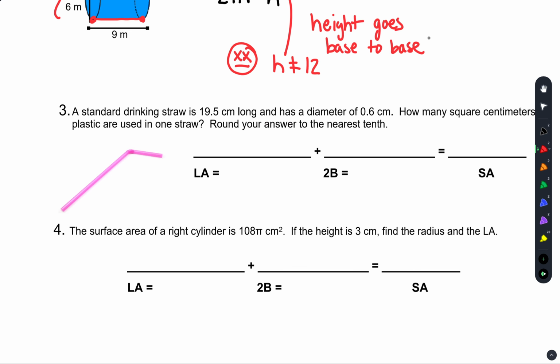Okay, let's talk about number 3. I got a standard drinking straw. It's 19.5 centimeters long and has a diameter of 0.6 centimeters. How many square centimeters of plastic are used in one straw? Round your answer to the nearest tenth.